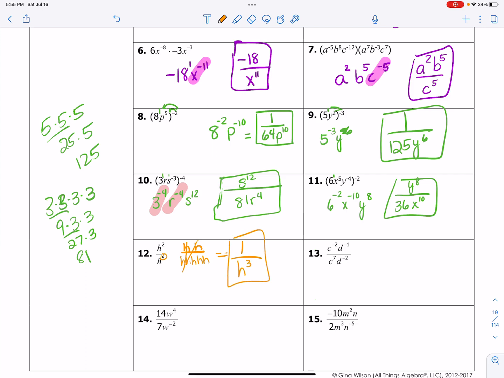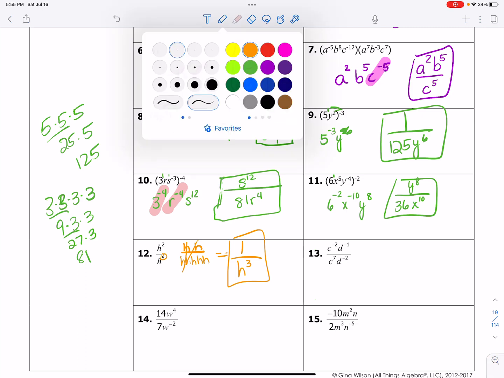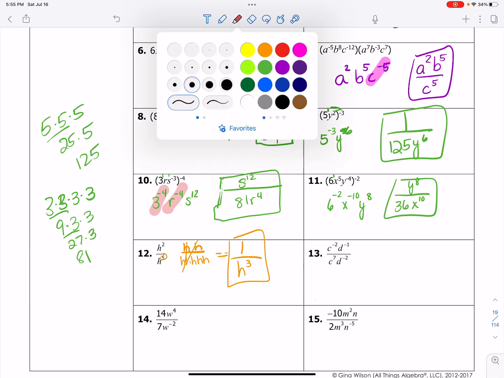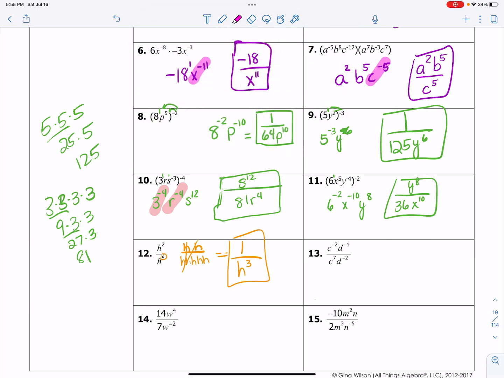Some teachers teach to subtract, and then I just learned over the years, because we're going to do a lot of this as you get into high school, it's easier just to make the exponent positive and move things around than it is to try to subtract weird minuses.